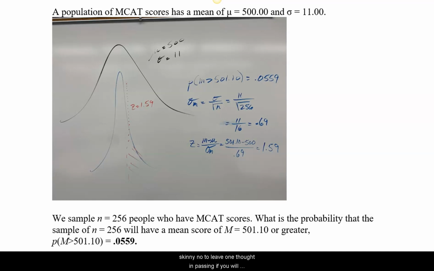To leave one thought in passing, when the casual observer sees a mean of 501.10, doesn't that look close to 500? How could it be that we would be unlikely to get a sample mean greater than 501.10? Well, bear in mind what we're talking about here. We're not talking about individual scores. We're talking about sample means that are drawn from large samples, 256. Wouldn't we assume that a sample of 256 would look just a whole lot like the population? Of course we would. And therefore, it'd be unlikely to deviate much from the population mean. In fact, it'd be unlikely to deviate much at all, as this suggests.